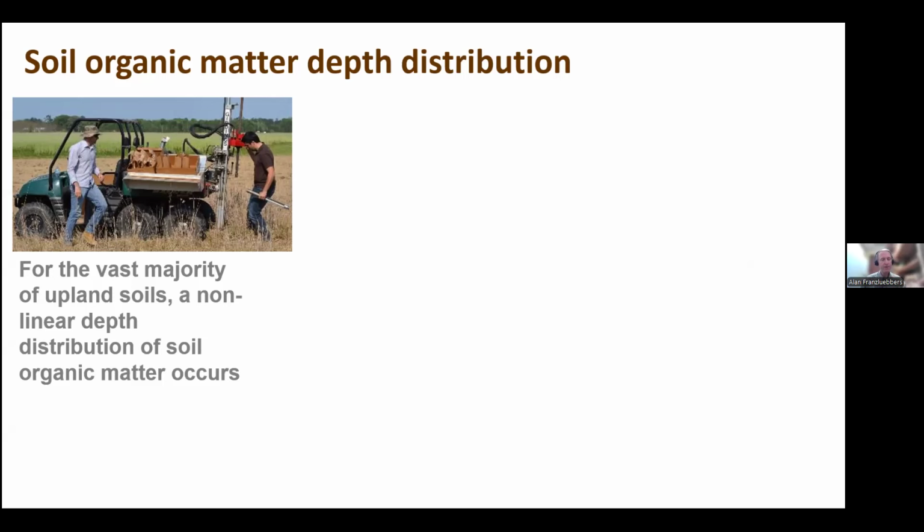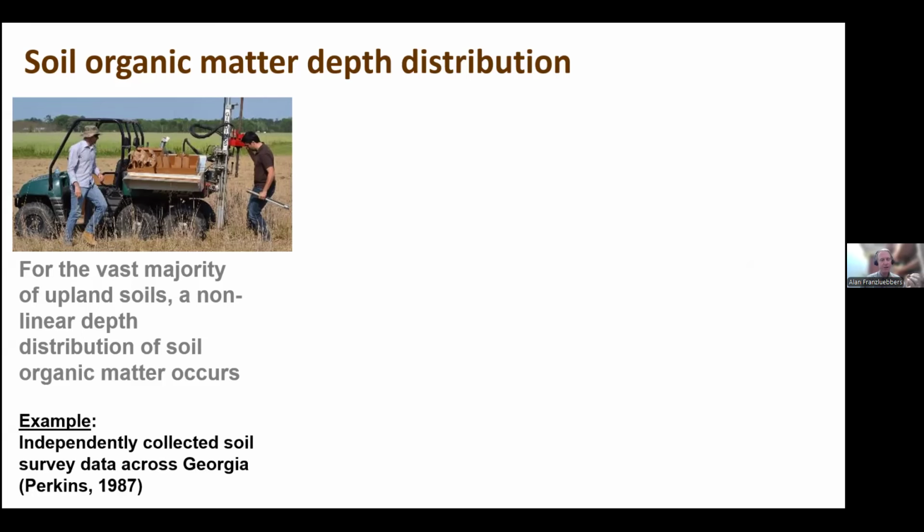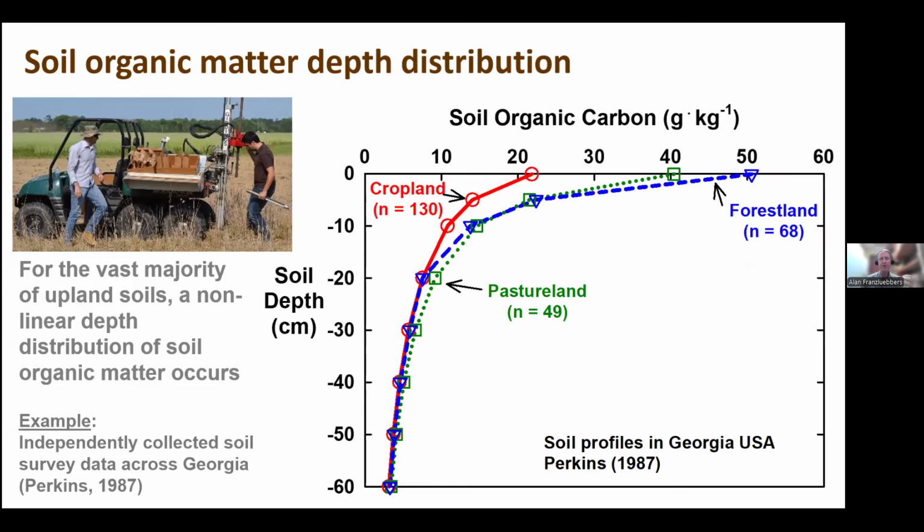So the vast majority of upland soils have this nonlinear depth distribution of soil organic matter. There can be some variations, but in general, it's really finding this nonlinear association. So these are some data that I pulled from some old literature when I was down in Georgia. I had these data, and then I kept looking at them year after year, figuring out what I could be doing with these. So these are not data that I collected. These are from a soil survey collected all across the state of Georgia. And you see that in the red, in all cases, all land uses here, there's this concentration near the surface, and it declines with depth.